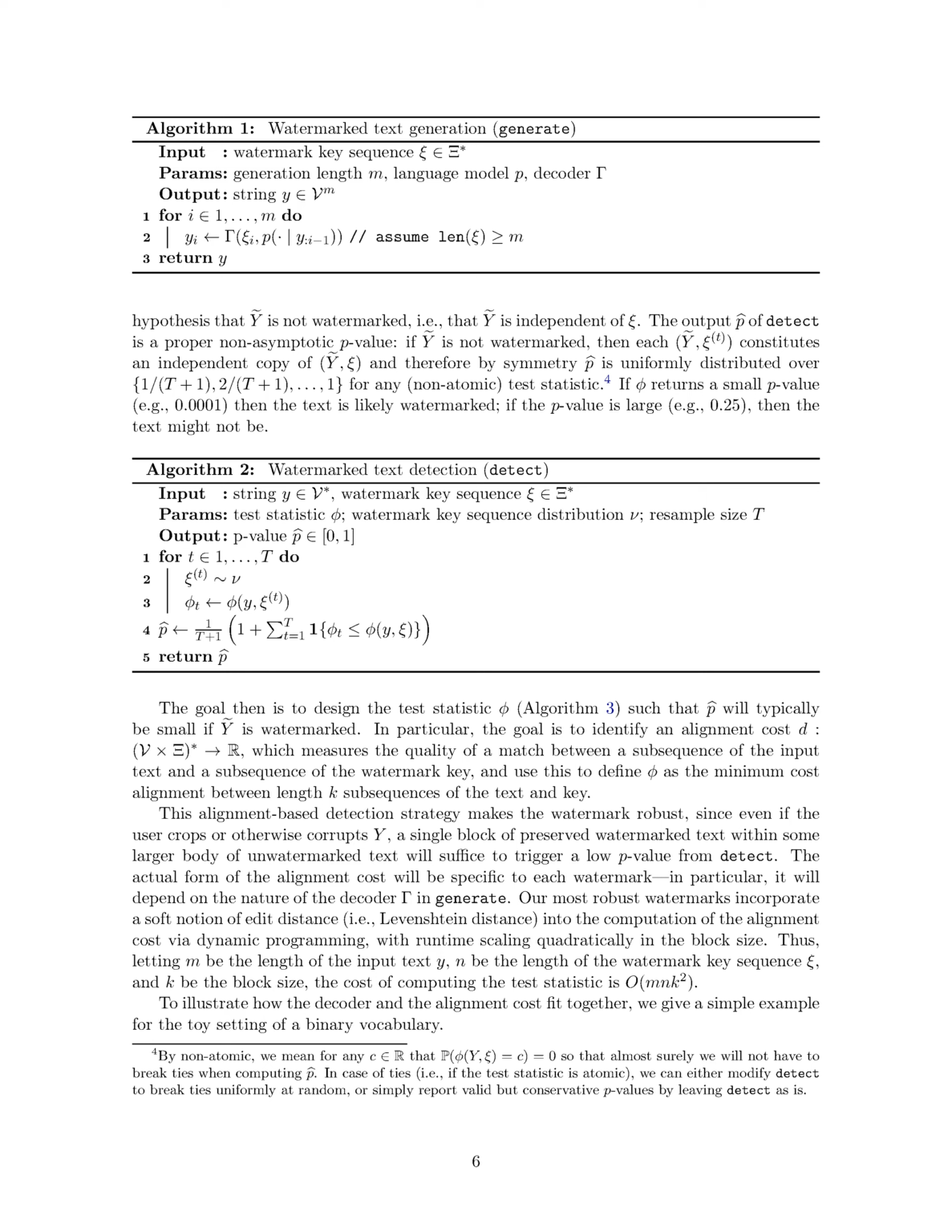The goal is to design a test statistic such that the p-value will typically be small if the published text is watermarked. This involves identifying an alignment cost, which measures the quality of a match between a subsequence of the input text and a subsequence of the watermark key. The paper also provides an example with a binary vocabulary to illustrate how the decoder and the alignment cost work together. In this example, the language model provider generates a binary text from the model using a certain decoder. The alignment cost is defined as the absolute difference between the binary text and the watermark key sequence.